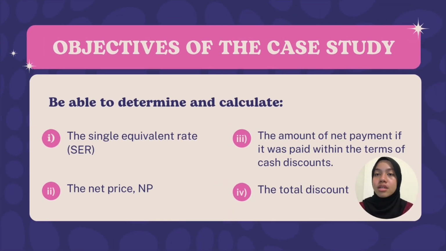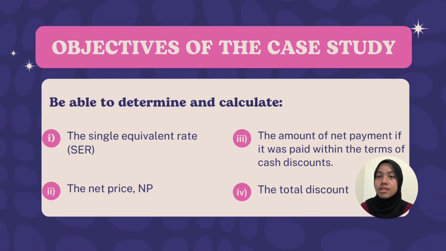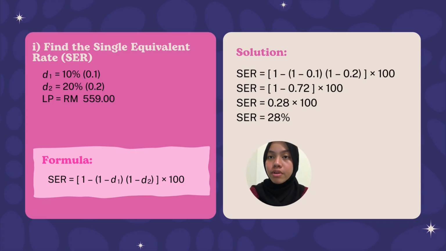The objectives of the case study are to be able to determine and calculate: number 1, the single equivalent rate, SER; number 2, the net price, NP; number 3, the amount of net payment if it was paid within the terms of cash discounts; and the last one, number 4, the total discount. Question number 1, find the single equivalent rate, SER.